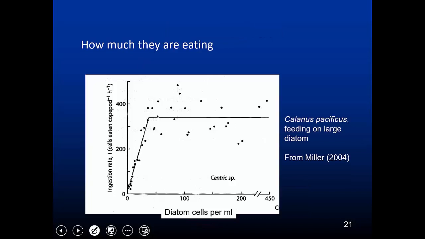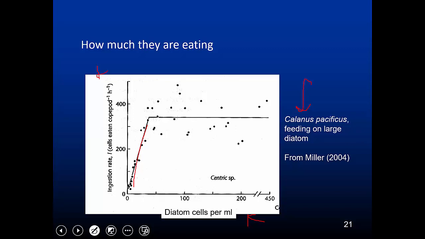And then here's just some data to illustrate that. Some real data, a little bit old, but still indicates the point. Again, prey concentrations here are measured as diatoms per mil. And ingestion rate is just the number of cells that are eaten by a copepod per hour. Calanus is a very well-studied genus of zooplankton. One genus that I want you to learn and memorize. So again, we see this increase in the ingestion rate, and then it levels off.